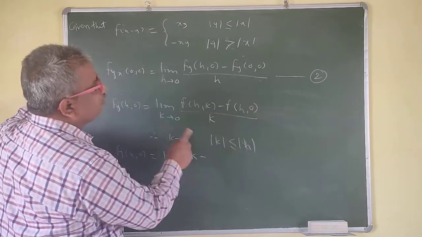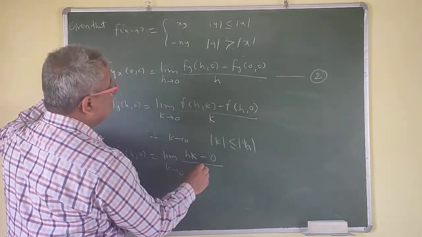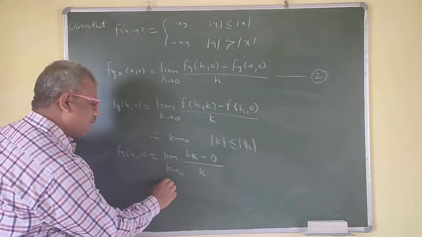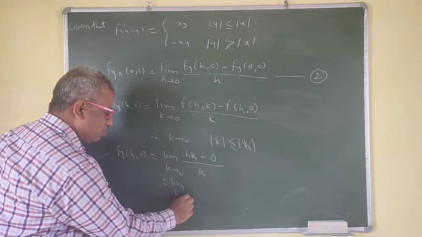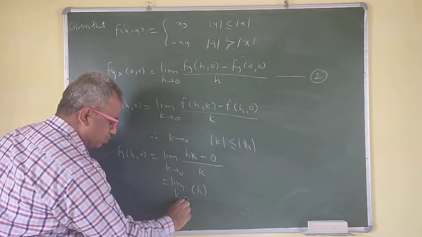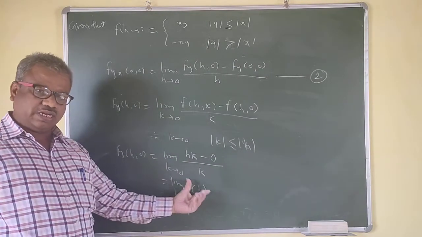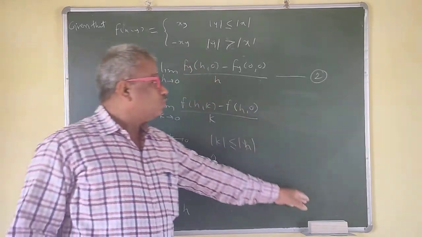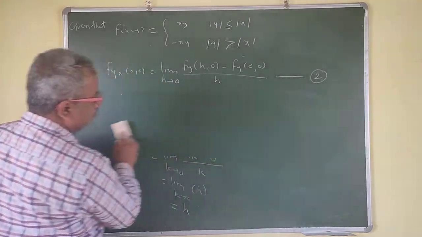And there is no restriction on the x coordinate. If one of them is 0, then this is 0, whatever this may be. So this is 0 upon k, your k gets cancelled. So limit k tends to 0 of h. This will be h, because h is independent of k, and the limit of a constant is constant. So we get h. Now we find fy(0,0).